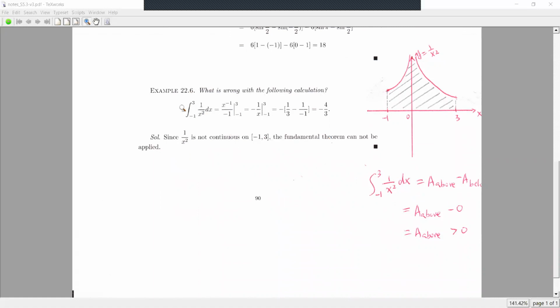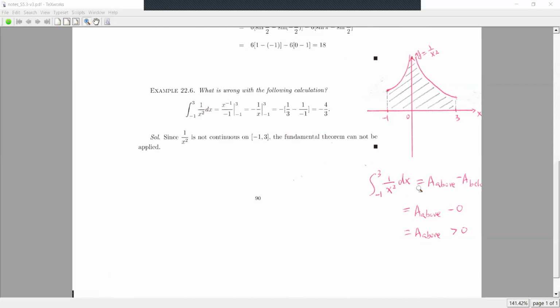Calculate this integral. Here, let me plot the graph of the function in this diagram. The red curve is the graph of the function. When x is 0, the function has no value. At 0, the function approaches positive infinity. This integral is the area of the shaded region.